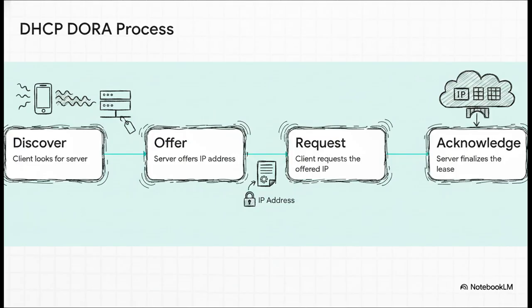And this brilliantly illustrates how a computer officially enters a network using the DORA process. First, discover. Your client device basically shouts into the void looking for a DHCP server. Second, offer. A server hears it and offers up an available IP address. Third, request. Your client officially requests to lease that specific offered IP. And finally, acknowledgement. The server finalizes the lease. You've got your IP, your subnet mask, and your default gateway, and boom, you are officially on the grid.